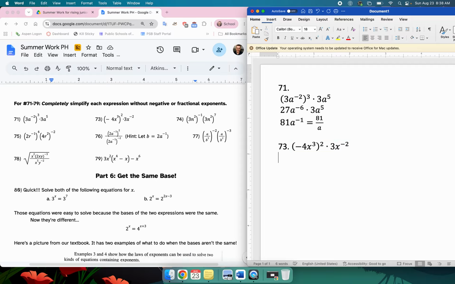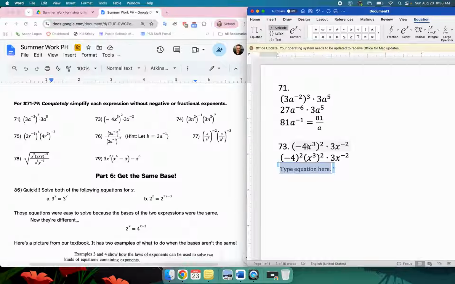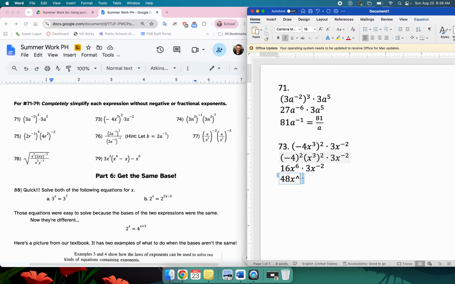Negative 4 x to the third quantity squared times 3x to the negative 2. I'd start by taking care of the stuff in parentheses. You're going to square everything that's in here, including the negative 4. So it's like negative 4 squared times x cubed squared times 3x to the negative 2. Negative 4 squared is positive 16, and then x to the 6th, and then times 3x to the negative 2. And then 16 times 3 is 48. X to the 6 times x to the negative 2, you'd add those exponents, so that's x to the 4.